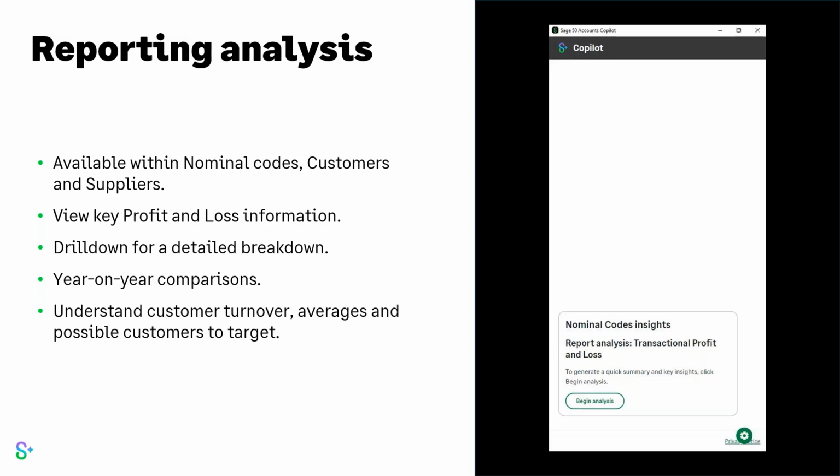But the final one was just to quickly mention reporting analysis, which you'll find from a number of different areas. But when you're looking at the company as a whole, you're going to access the Copilot Insight via nominal codes for this one. So it's all about things like profit and loss information, balance sheet information as well these days. So you've got more information on that one on higher versions.